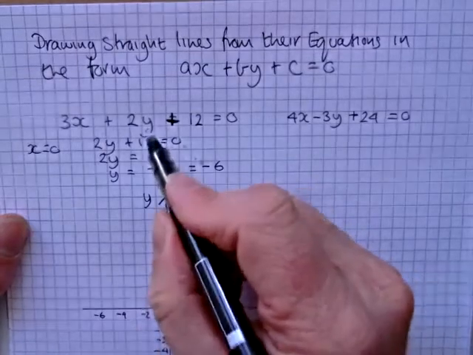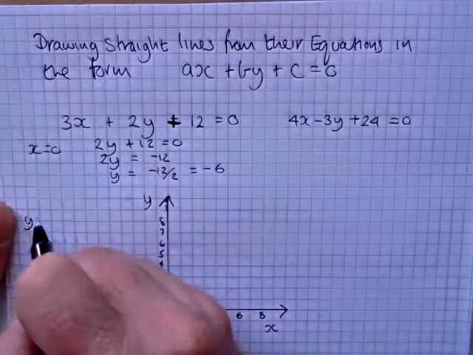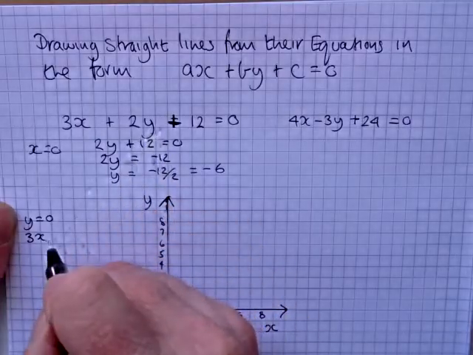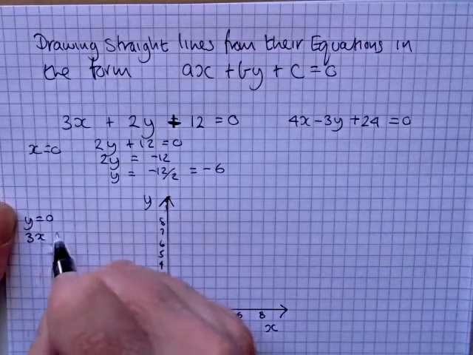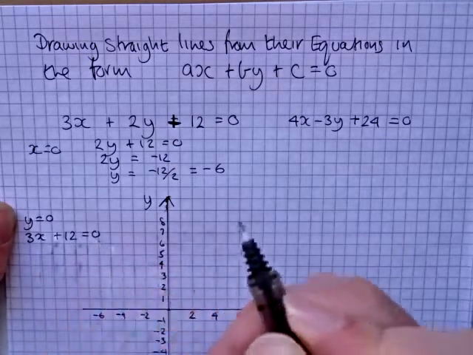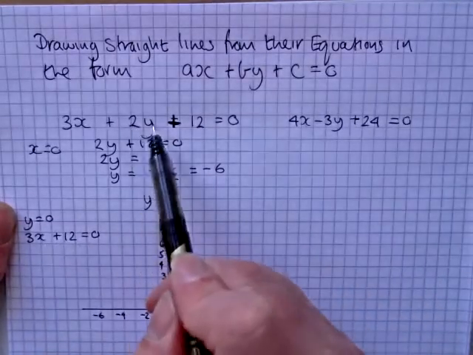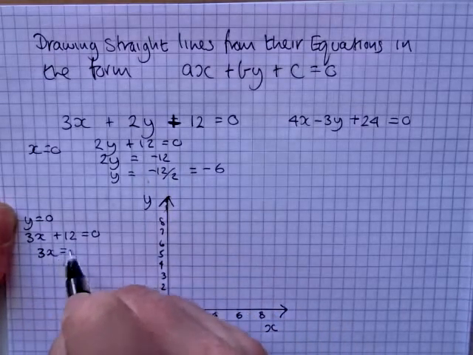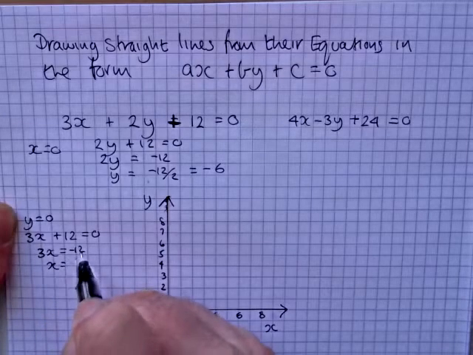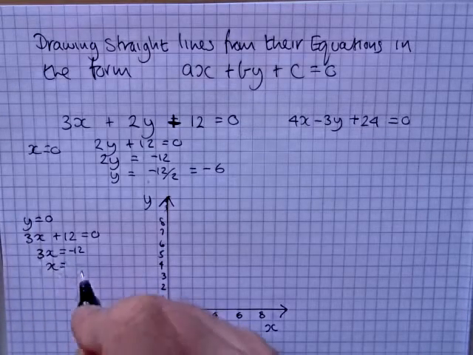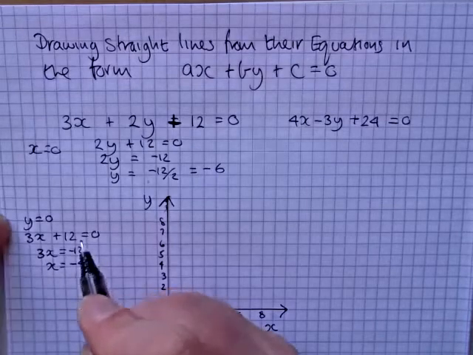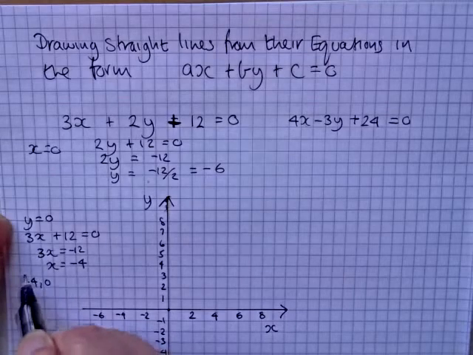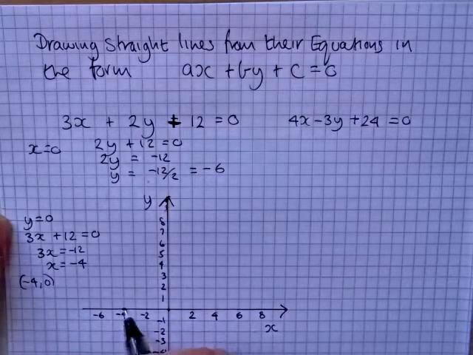Now we'll look at when y is 0. When y equals 0, the 2y disappears, so we've got 3x plus 12 equals 0. So we have this equation to solve: 3x equals minus 12, x equals minus 12 divided by 3, which is minus 4. So the next point that we have is minus 4, 0, and we can plot minus 4, 0.